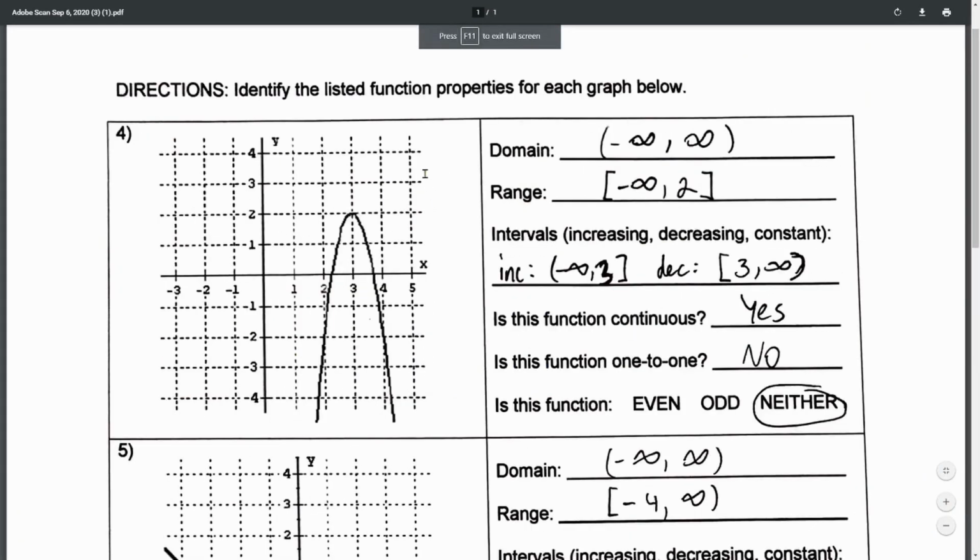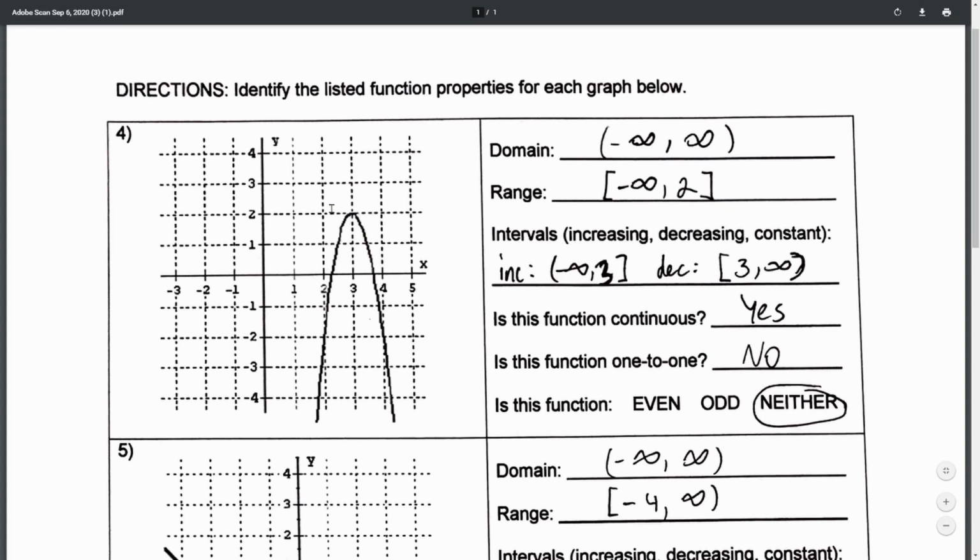Okay, so in this set of problems we're introduced to a new question: is the function even, odd, or neither? An even function is any function that is symmetrical across the y-axis. You can see here that it does look symmetrical at x equals 3, but it's not symmetrical about the y-axis. So it would not be an even function. An odd function is any function that is symmetrical across the origin. So this would also not be an odd function, so the answer would be neither.